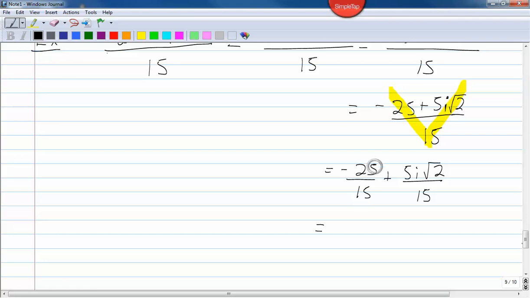You can divide the numerator and denominator of the first term, the real part, by 5. That's negative 5 over 3. For the second part, you can do the same thing. You can divide 15 and 5 by 5. So that's 5 going into 5 one time, so that's going to be just i square roots of 2 over 3. And that's my final answer. Negative 5 thirds plus i square roots of 2 over 3.